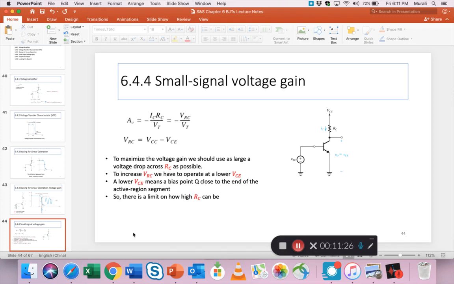So I've got a few bullets here to explain what exactly we just did. To maximize the voltage gain, we should use as large a voltage drop across RC as possible, right? The more the voltage drop here, the more the numerator and the more your voltage gain. But the problem is you can't keep increasing RC as much as possible. Why? Because to increase VRC, we have to operate at a lower VC, right? As you increase this, this decreases. A lower VCE means a bias point closer to the end of the active region. That means you're starting to go into saturation region. So there is a limit on how high RC can be.